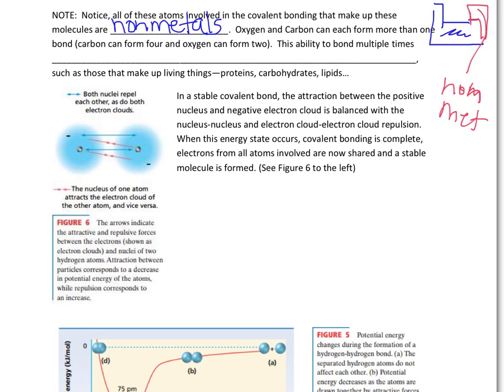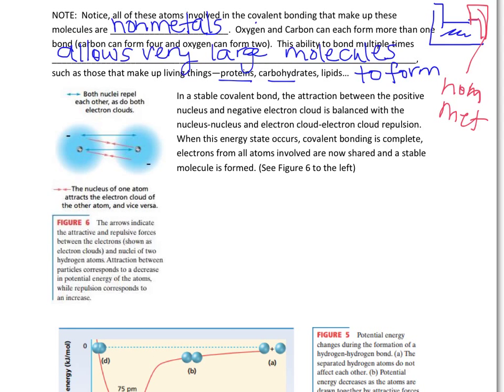Non-metal. Okay, don't forget. So oxygen and carbon, we're back up here now, can each form more than one bond. Carbon can form 4, if you'll remember the disturbing video we watched, and then oxygen can form 2. This ability to bond multiple times allows very large molecules to form, such as those that make up living things, proteins, carbohydrates, and lipids.